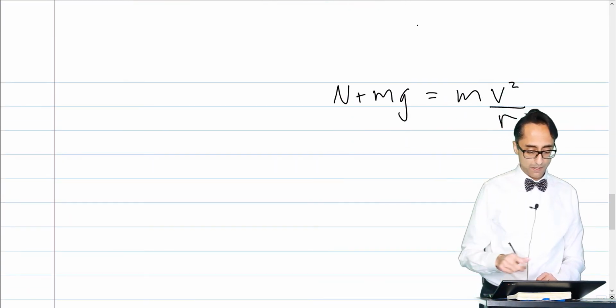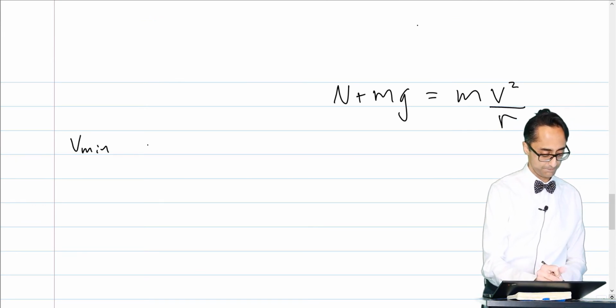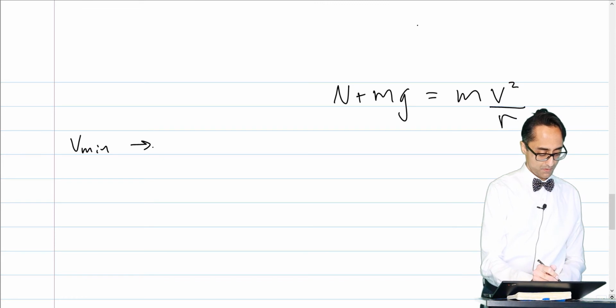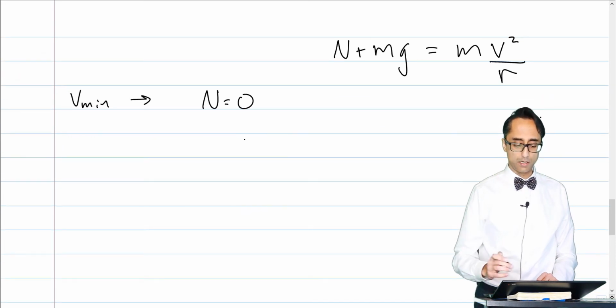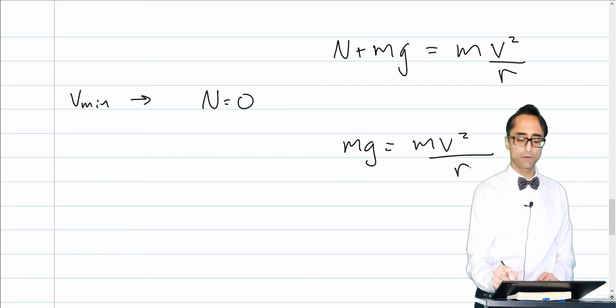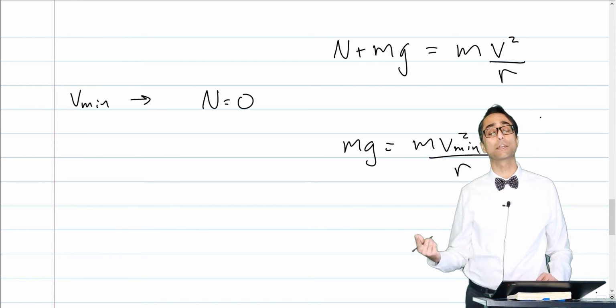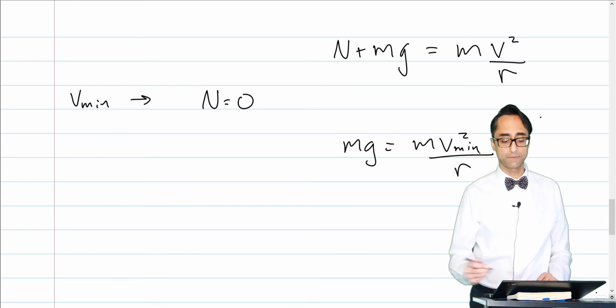We will be able to find our minimum velocity where N equals 0. And that's going to make our equation very much easier. mg is therefore equal to mv squared over r, where v is our minimum velocity necessary to go through the loop with a radius of r.